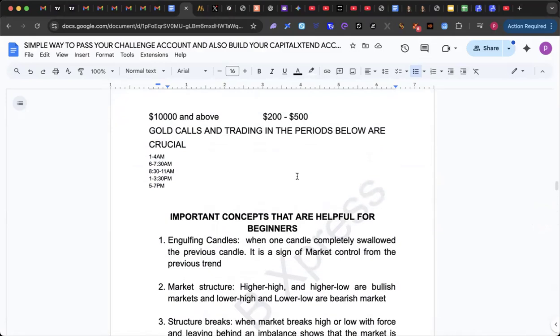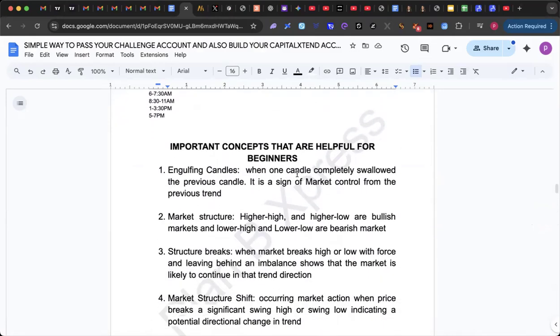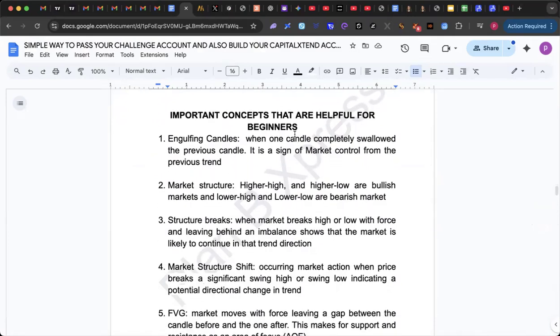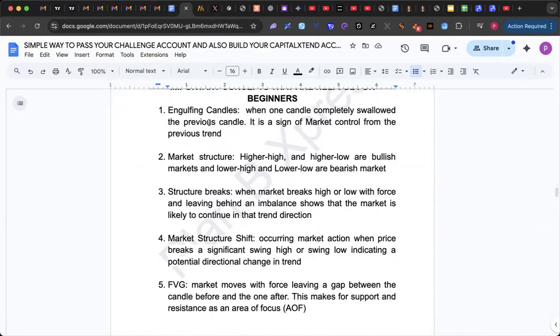I've discovered that we've not really paid attention to important things. Now, what is it? Important concepts that are helpful for beginners. Take note. Engulfing candles. Look at what it is. When one candle completely swallows the previous candle, it's a sign of market control from the previous trend, meaning the market was going up, and all of a sudden there is a candle that closed negative against the up move. It's a sign something is cooking for a control takeover, that sellers have taken over from buyers. Very important. Take note of that.